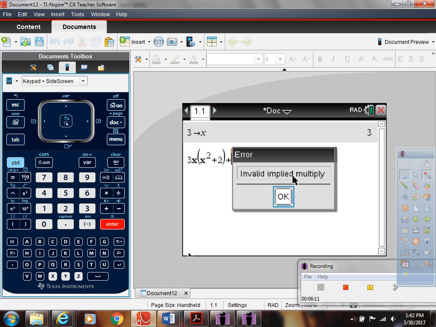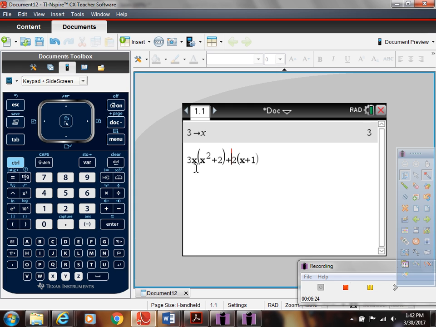It says invalid, implied multiply. Don't panic. Last time I did this, I was like, oh my gosh, what did I do wrong? We didn't do anything wrong. What happened was the calculator does not understand that right here you should multiply 3x times x squared and 3x times 2. So all you got to do to fix that is go over here, put your cursor right there, and tell it to multiply it. It didn't understand that part. And do the same thing here.